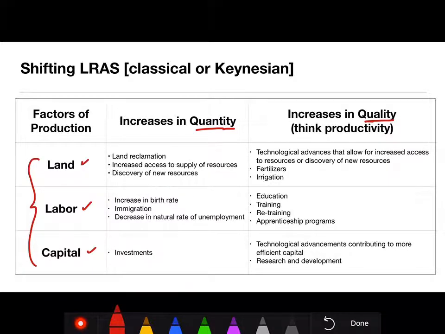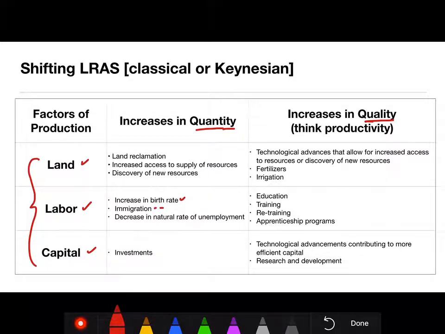I want to go back to labor for a second. I want to point out that immigration is an increase in quantity in an economy, and we'll see what that does in a bit, but it's an interesting scenario. Increasing birth rate also is interesting, but sometimes a growing birth rate beyond a certain point proves to be detrimental in other ways, which we'll get to a lot with development economics. But anything that increases the quantity of factors of production will shift long-run aggregate supply to the right.